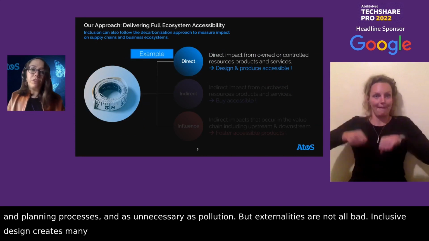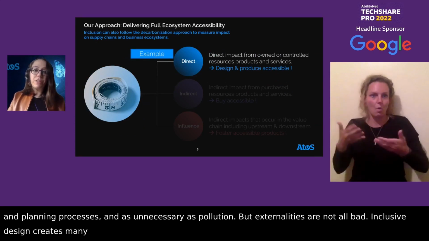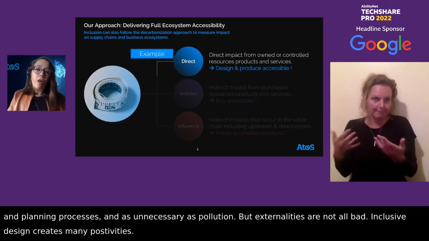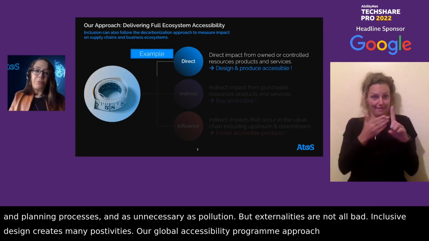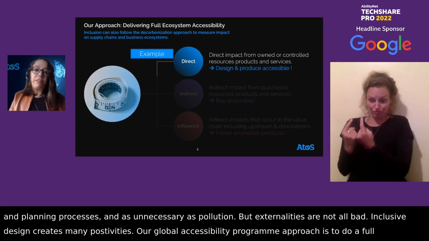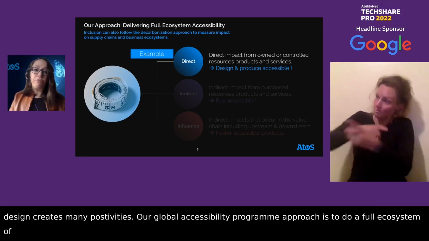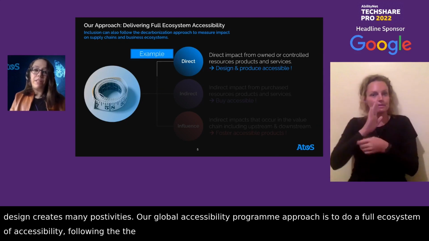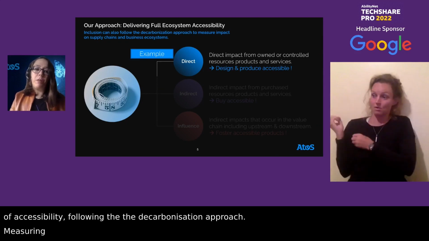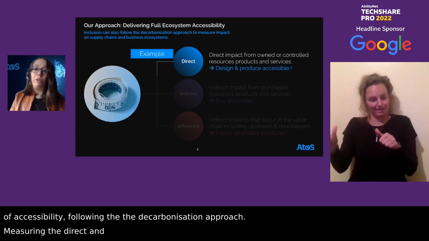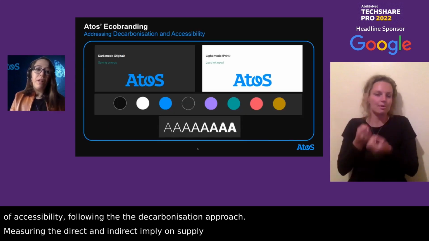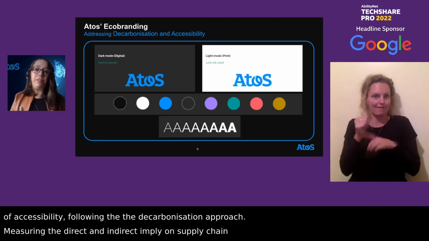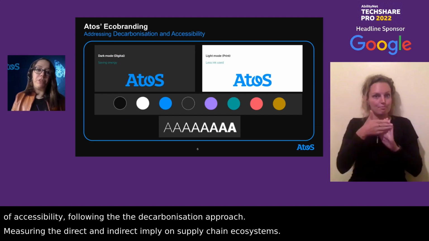Our global accessibility program approach is to deliver a full ecosystem accessibility, following the decarbonization approach, to measure the direct and indirect impact together with influence on supply chain and business ecosystems. I'm going to give you an example of the direct impact on a process we own, branding. We bring accessibility, sustainability, and workplace together with our eco-branding.